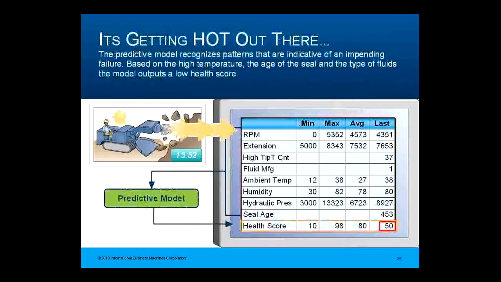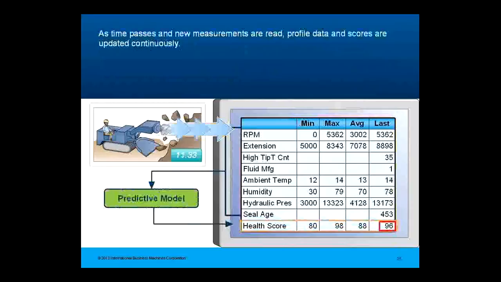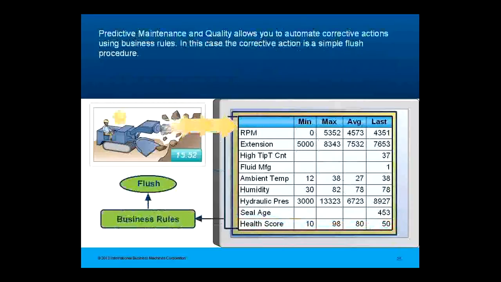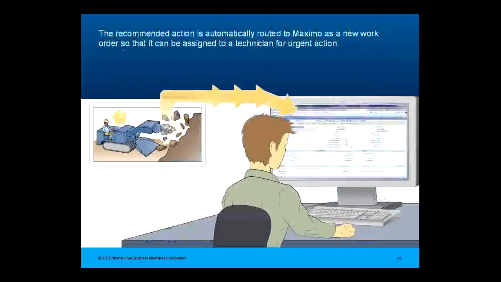Later in the day, the ambient temperature is getting hot, and the sun is out there. The other variables are changing. The profile has gotten updated on a regular basis, and so has the predictive score. Here, the score now has gone down to 50. So let's see what would happen.